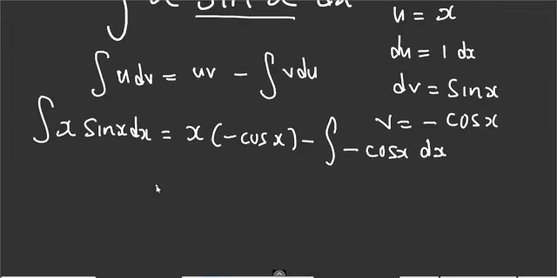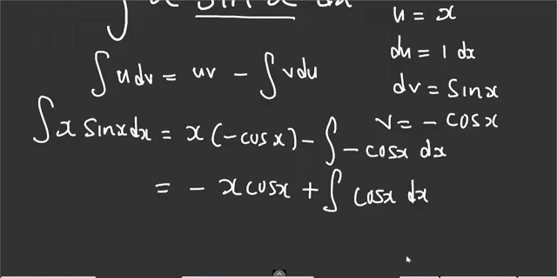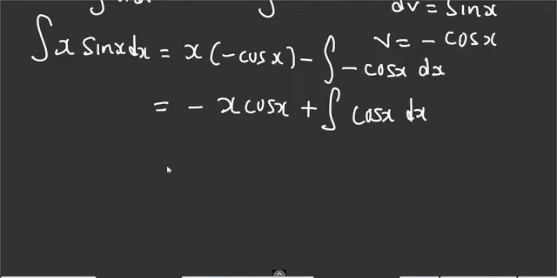Then from here, you are going to write x times negative cosine x. You are going to have negative x cos x. Then this negative and this negative will give us a positive. Then you are going to have the integral of cos x dx. From here, we are going now to finish our question. We are going to have negative x cos x plus the integral of cos x.